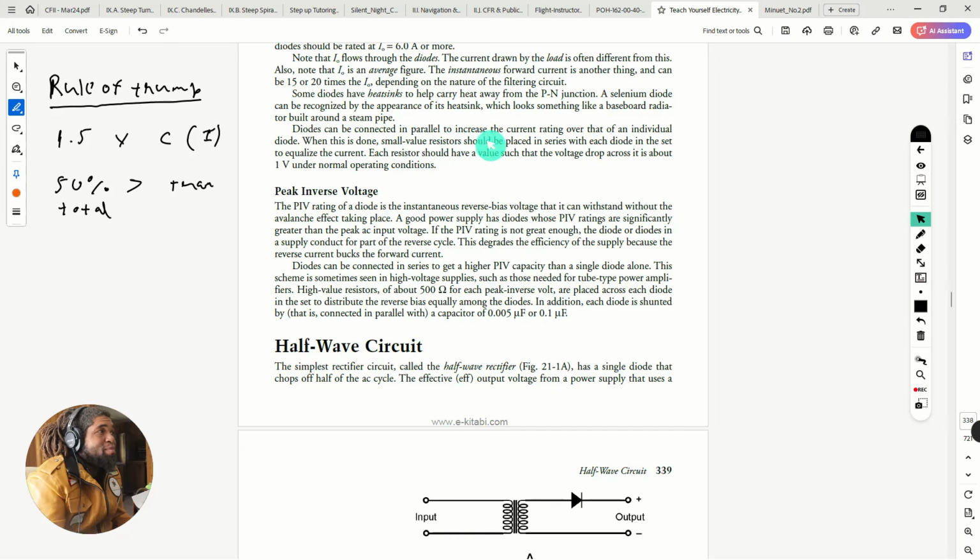Diodes can be connected in parallel to increase the current rating over that of an individual diode. Okay, so that's kind of another important rule of thumb here I'd put in here.